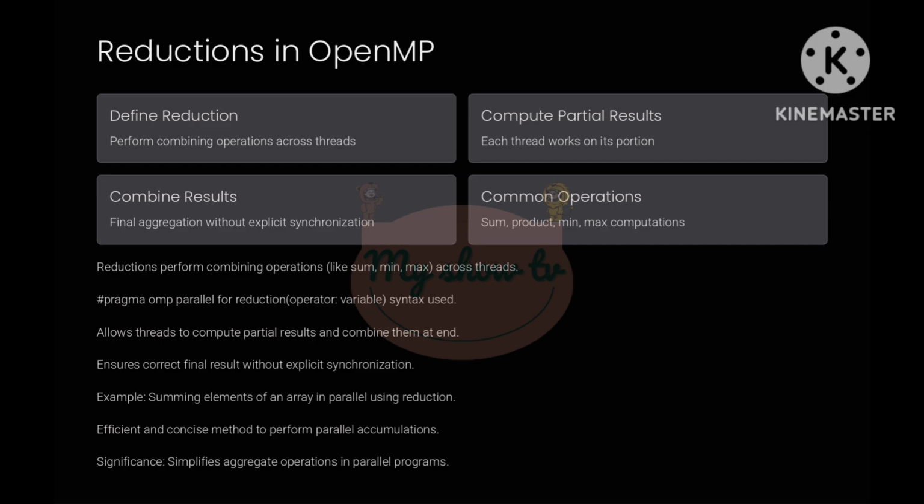For instance, if you are calculating the sum of 1 to 100, 4 threads can sum parts like 1 to 25, 26 to 50, etc., and OpenMP combines these results. Reduction makes parallel aggregate operations clean, safe, and efficient.